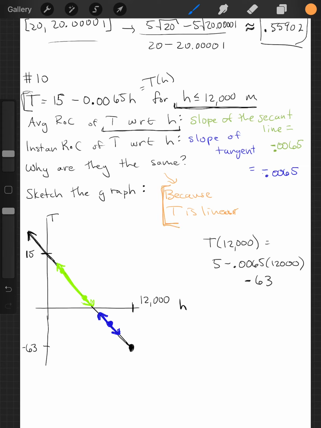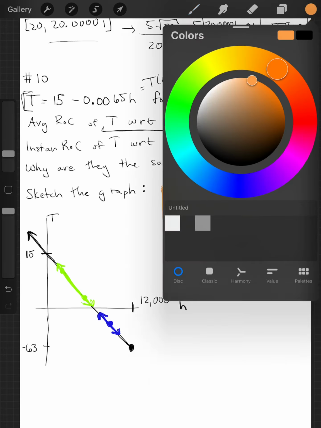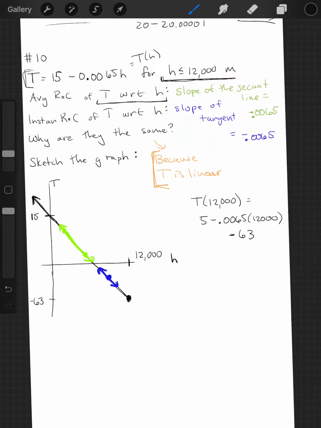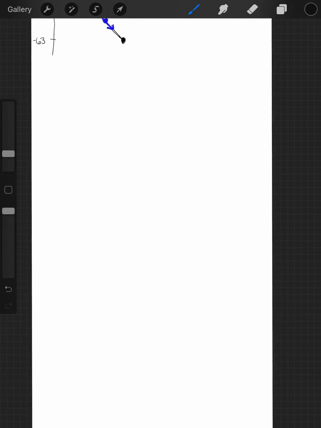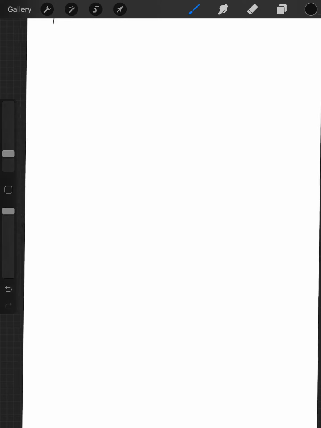And on one hand, that's a kind of a rule that we have now. On the other hand, it's because the secant line, the tangent line, and the function line are all the same thing by definition when you have a linear function. Right? So that was problem 10 there.